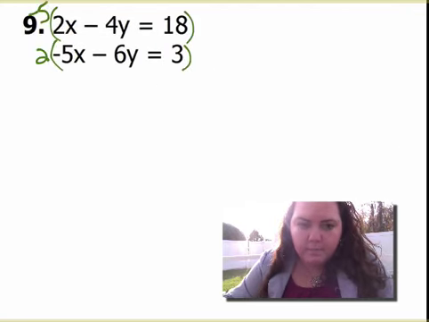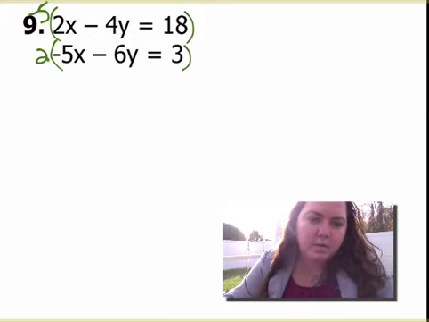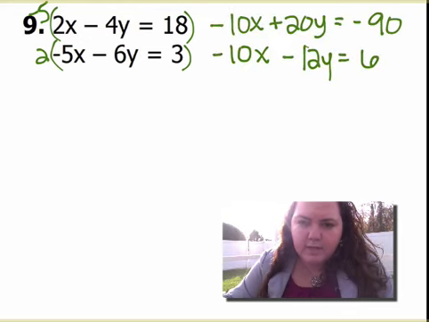Number 9. I'm going to multiply the top equation by the first number of the bottom equation, and I'm going to multiply the bottom equation by the first number in the top equation. So when I work that out, I get -10x plus 20y equals -90, and -10x minus 12y equals 6. So what I'm trying to eliminate is the -10x. They both have the same sign. They're both negative. So I can subtract. The 10x's cancel.